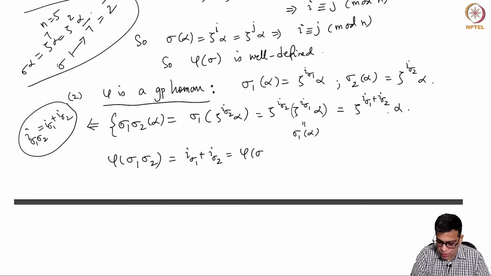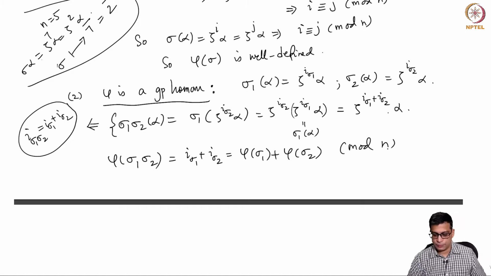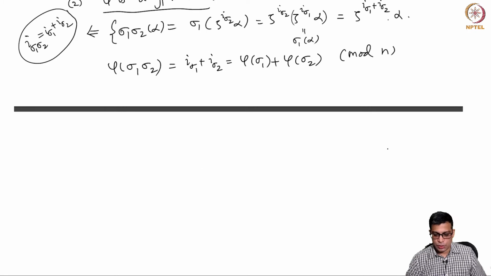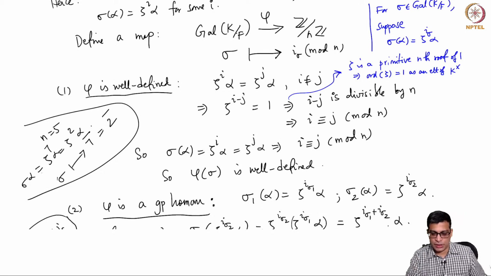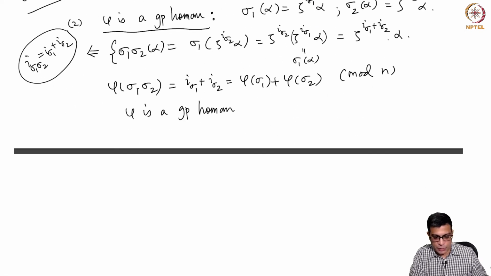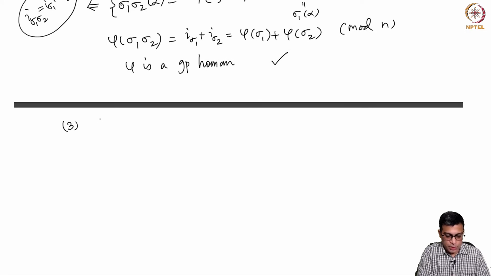So, this of course is modulo n, of course, because that is the group. So, this is a group homomorphism. The operation of the left hand side group is composition, the operation of the right hand side group is addition. So, phi of sigma 1 composed sigma 2 is phi of sigma 1 plus phi of sigma 2. So, this is a group homomorphism. Finally, phi is injective.